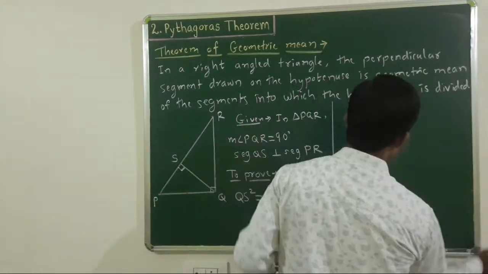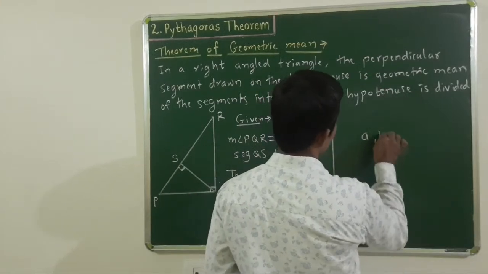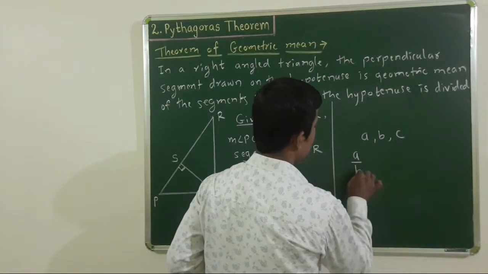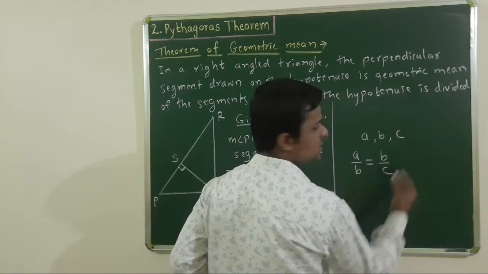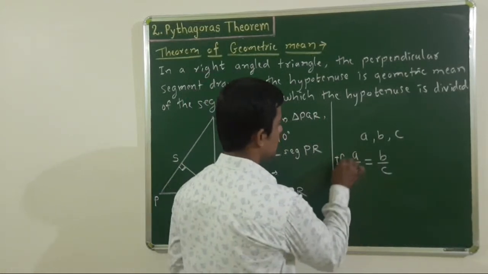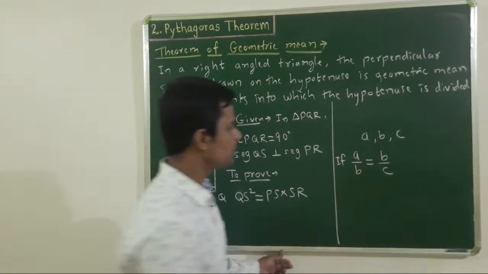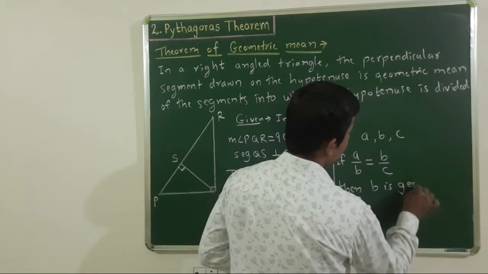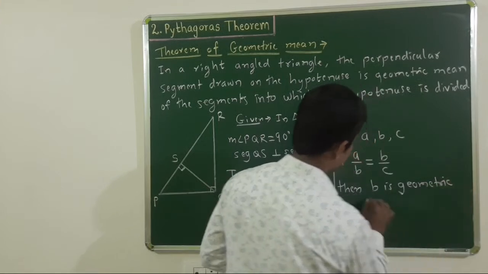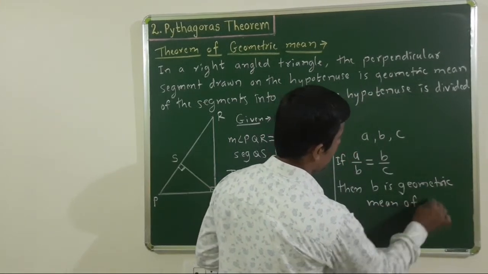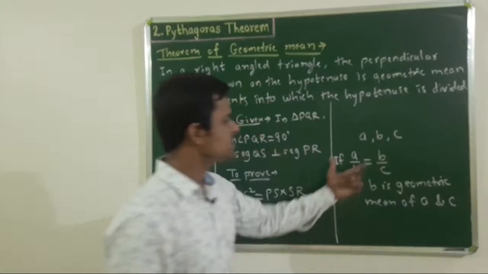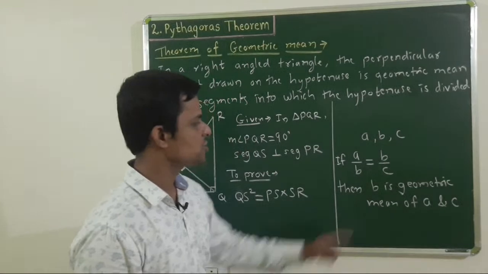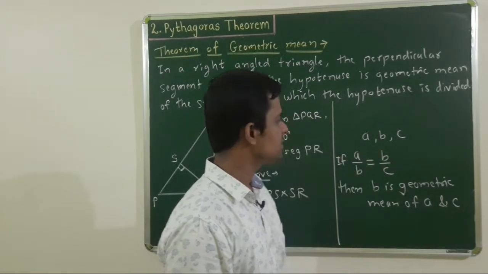I'll tell you the meaning of geometric mean first. Suppose A, B and C are three numbers, and if A upon B is equal to B upon C, then B is the geometric mean of A and C. If this condition is satisfied, then that middle number is said to be the geometric mean of the first and third numbers.